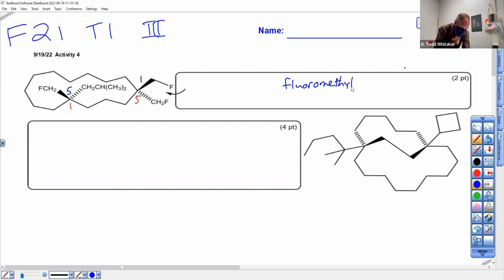In the red system, there's 1 of them on 1. There's another one on 5. And yes, it's drawn a different way, but there's 2 of them on 5. How do you say there's 3 of the same group? Tri. Please don't write CF3 when you see that. When there are 3 numbers followed by tri, that means 3 identical groups. And whatever is after the tri is the name of the group.